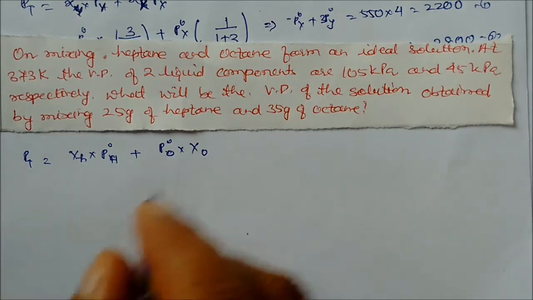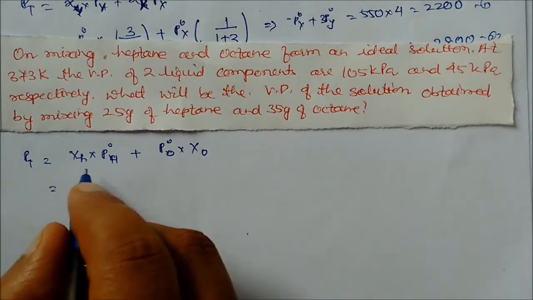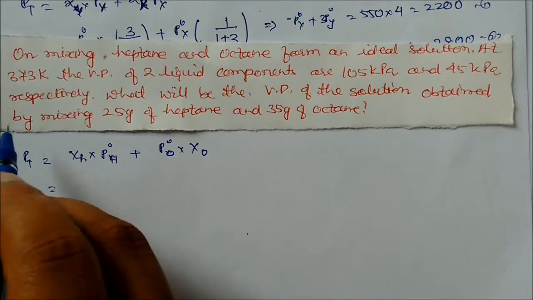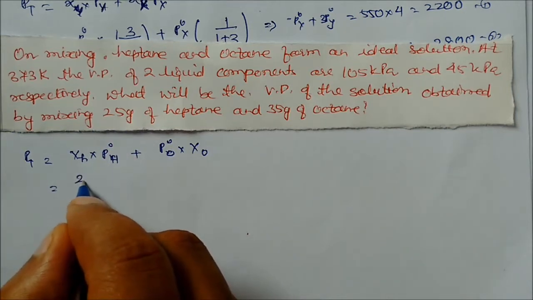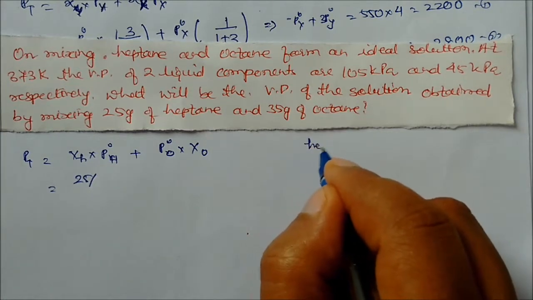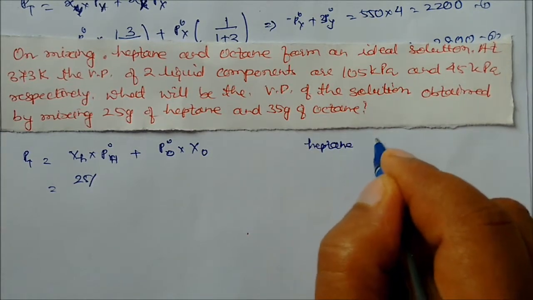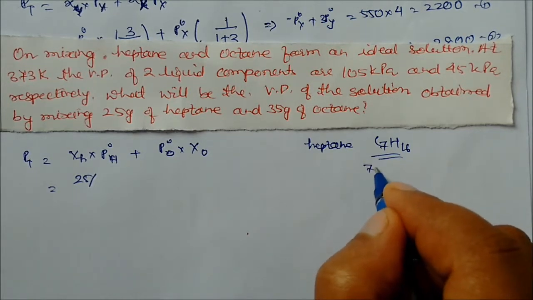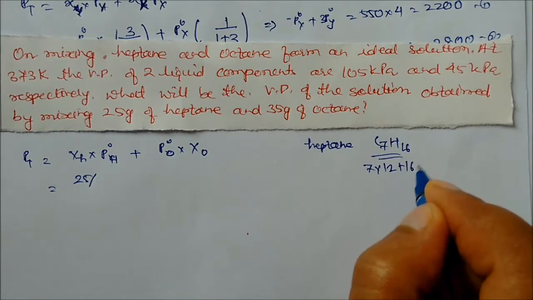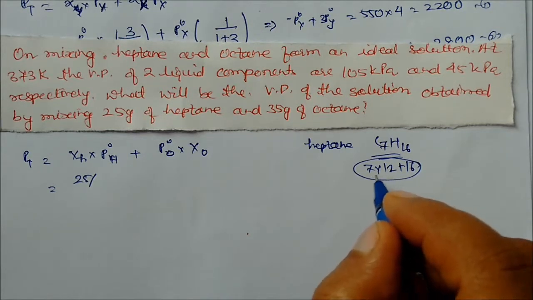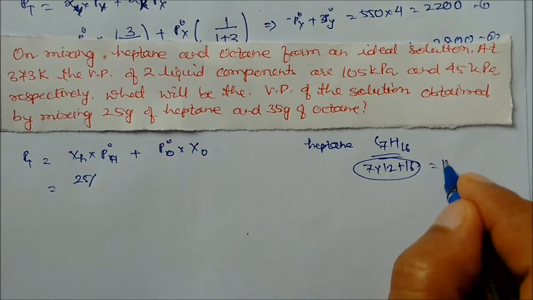So this is the actual formula. We can write here the mole fraction of heptane. We can see they have given 25 gram, and the molar mass of heptane is, so heptane is C7H16. So C7 is 7 into 12 plus 16. If you add it, this will come around 84 plus 16, 100. This will be your 100.